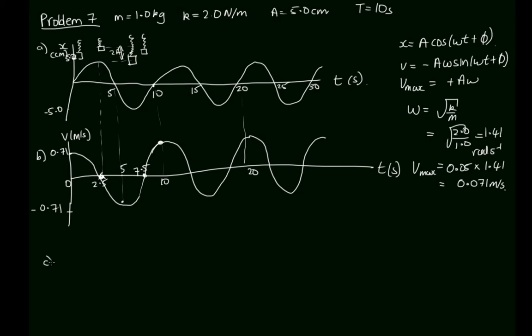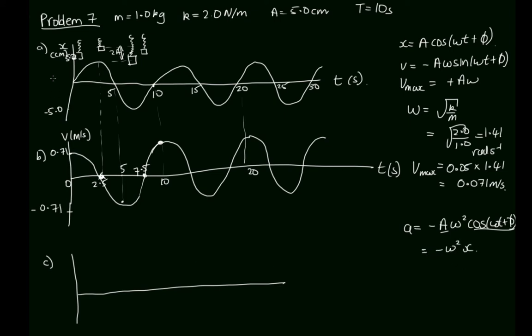And then in part C, we're asked for an acceleration versus time graph. And the acceleration is the derivative of the velocity. And we know that it's given by minus a omega squared cos(omega t plus phi). So that equals, we know that a cos(omega t plus phi) is x. So this is equal to minus omega squared x. So this is just going to be a constant and negative of this one here.